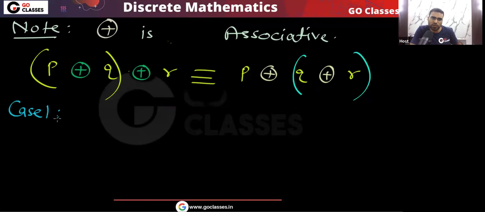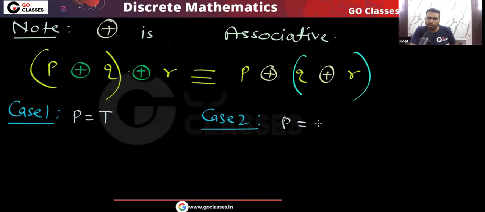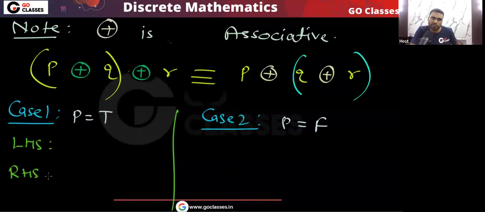Tell me how many cases are possible? Case 1, case 2. Only two cases are possible. Either P will be true or P will be false. There is no other possibility. Yes or no? Now tell me, when P is true, what will be LHS and what will be RHS? Just put P equal to true.